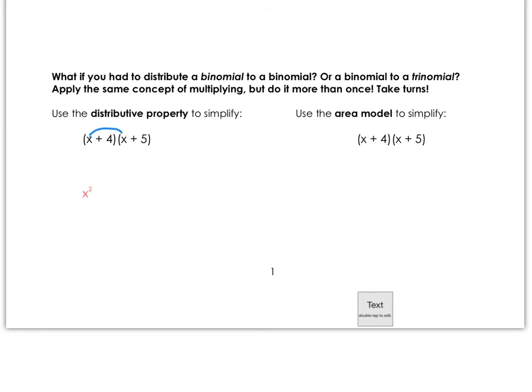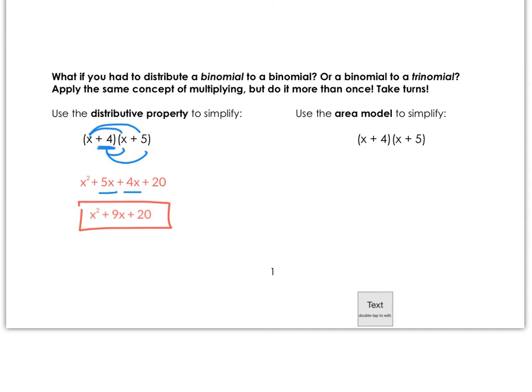But then we also need to multiply this x times the 5, so that gives us 5x. The difference here between what we've done last time is we also have this 4 being multiplied, so we've got to do 4 times x to give us 4x. And then lastly, we'll do this 4 times the 5 to give us 20. Now it's like what we've done in the past. We're just going to combine like terms. So I've got a 5x here and a 4x here. We put those together to give us 9x. And then we get our final answer here of x squared plus 9x plus 20.